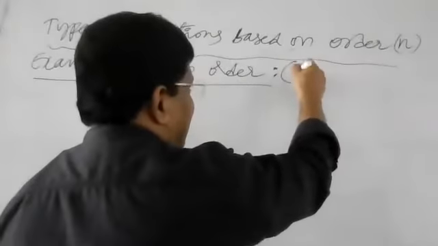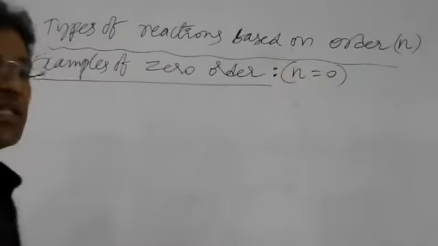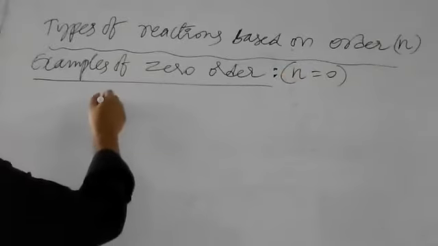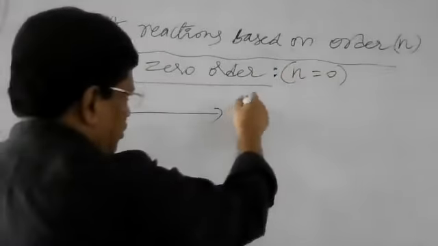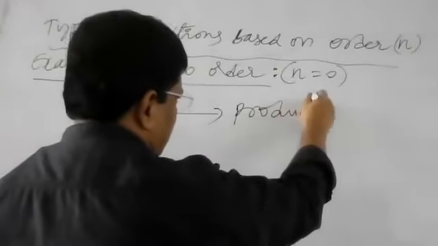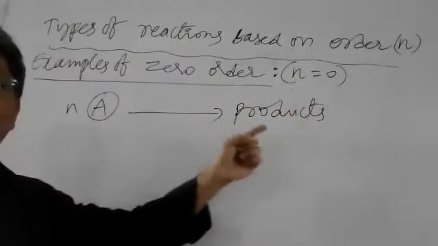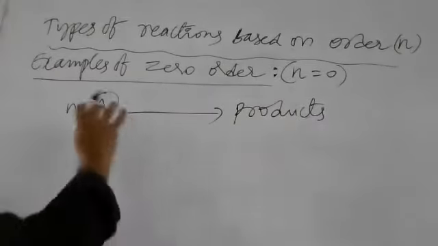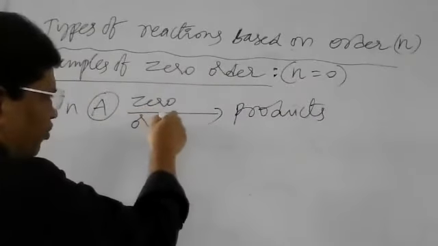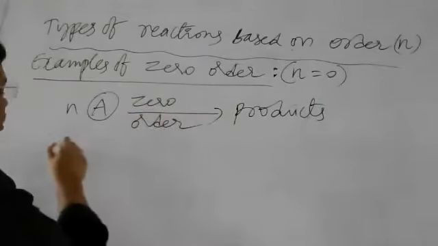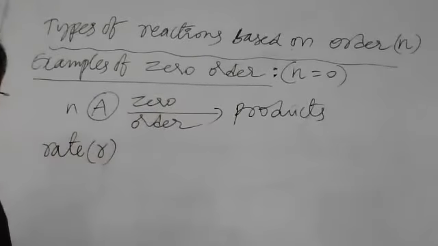In zero order, what is N value? N value is 0. Zero order reaction. Suppose a number of reactant molecules are converted into products. If it is zero order reaction, suppose I am taking this one as zero order reaction, then what will be rate? Rate of zero order reaction.